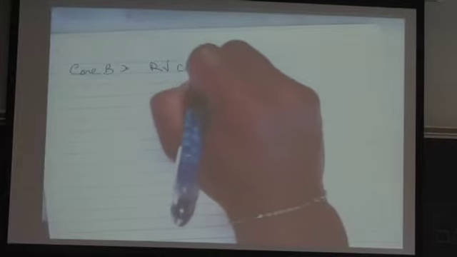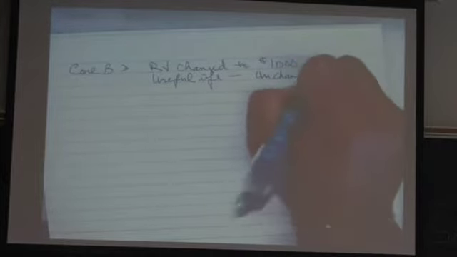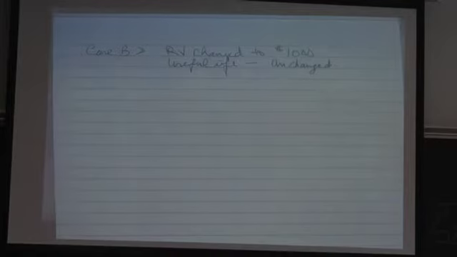So in case B, we're told that the residual value has been changed to 1,000 from 2,000, and the useful life is unchanged. Okay, and because there's a change in estimate, we need to always calculate the revised depreciation expense at the point of change. So step one is we always calculate the age of the asset.